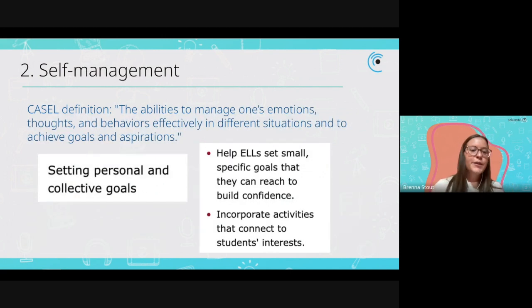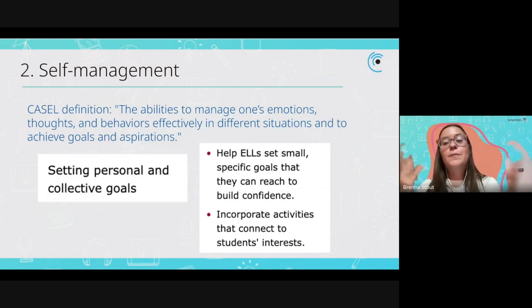We're going to move on to number 2, which is self-management. This is the ability to manage those emotions, thoughts, and behaviors effectively in different situations to achieve goals and aspirations. So Janet, just like you were sharing, once the students are able to figure out, okay, I'm feeling angry today, then the next step forward is self-management. Like, oh, what do I need right now? Do I need a break? Do I need help? Do I need a friend? That really speaks to how they build on each other.